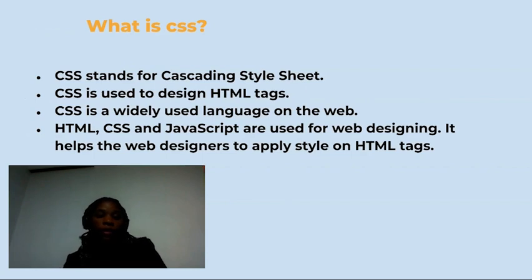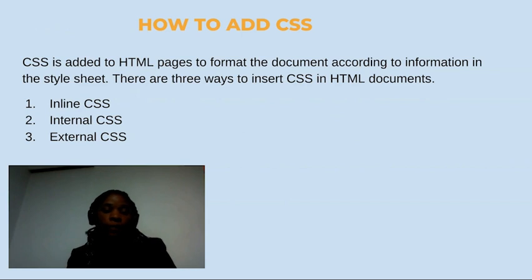Now let's talk about CSS. CSS is the styling of the page, which stands for Cascading Style Sheet. It's used to design HTML tags. It is a widely used language on the web. So we use HTML, CSS, and JavaScript for web designing. It helps web designers to apply styles on HTML tags. There are 3 ways in which you can add CSS to HTML pages to format the documents according to information in the style sheet. We've got inline CSS, internal CSS, and external CSS.